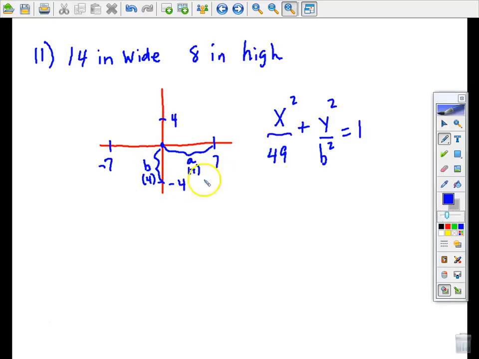And I'm going to put 4 squared underneath y squared. 4 squared is 16. And that's my answer for number 11.